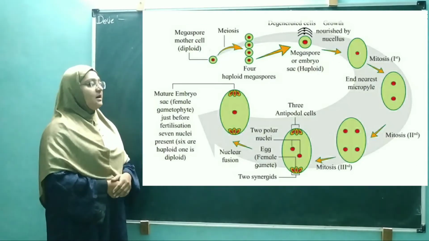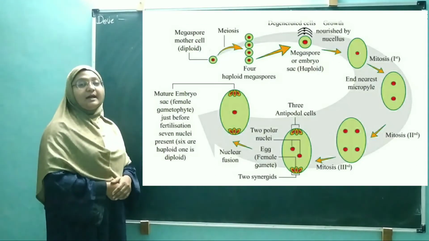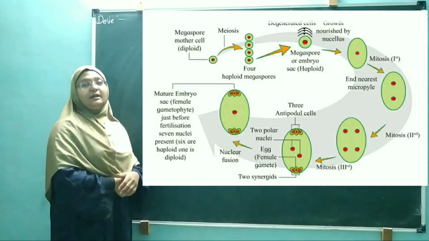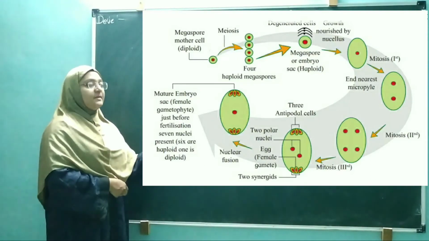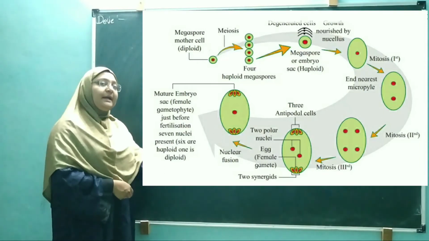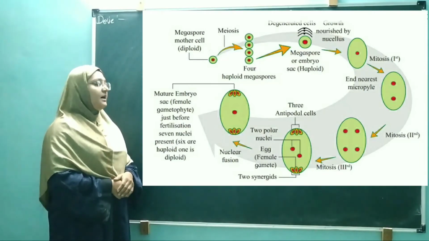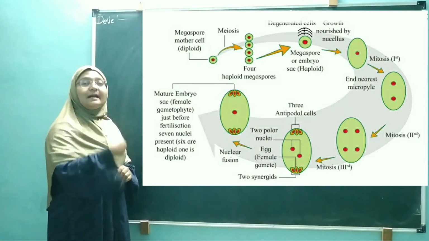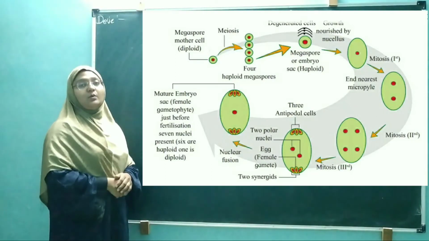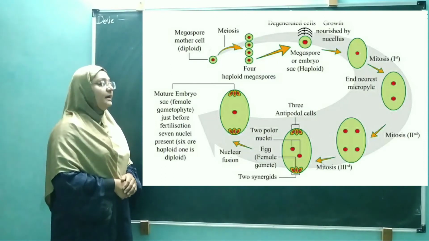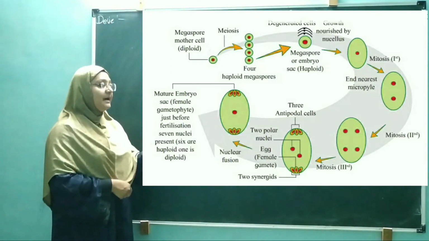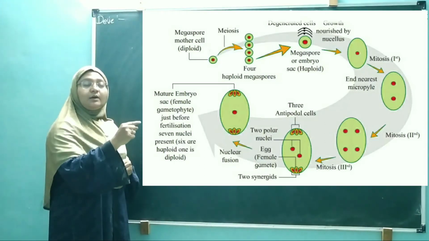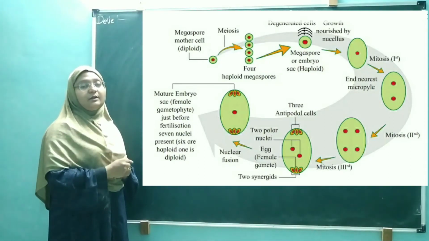These 4 nuclei are called the polar nuclei. And these polar nuclei further undergo the third mitotic division. अब 4 से क्या बन जाएंगे? Yes good, 8 बन जाएंगे. 8 nuclei get formed inside the functional megaspore. 8 nuclei are formed by the third mitotic division. Simultaneously, the first mitotic, second mitotic, and third mitotic division will occur.